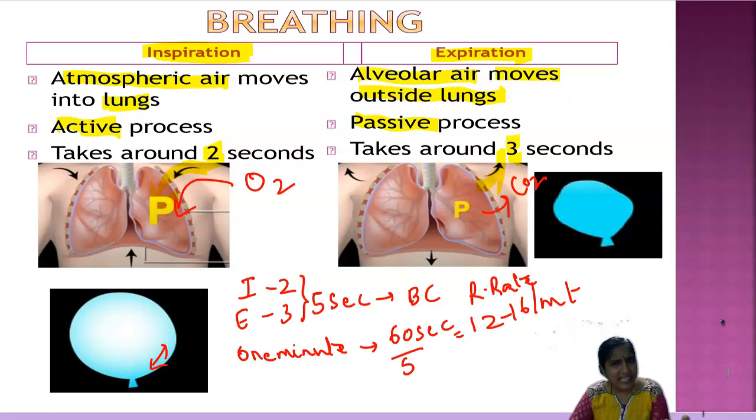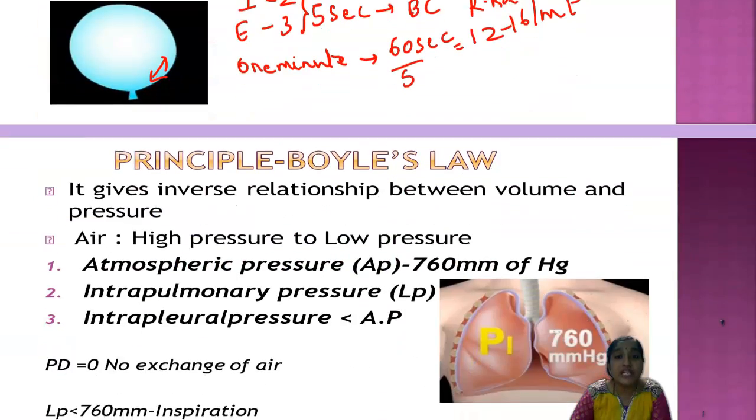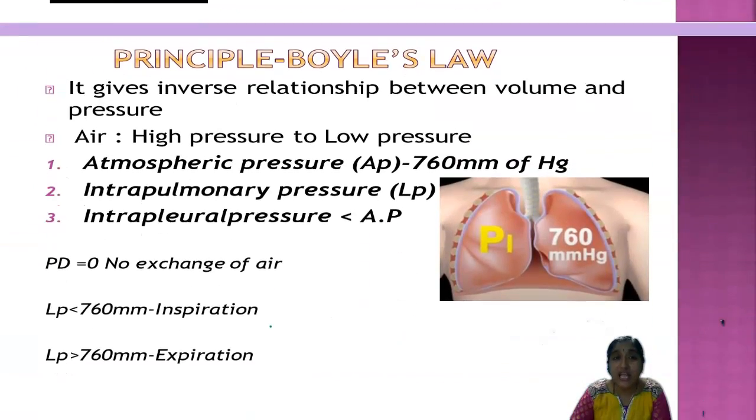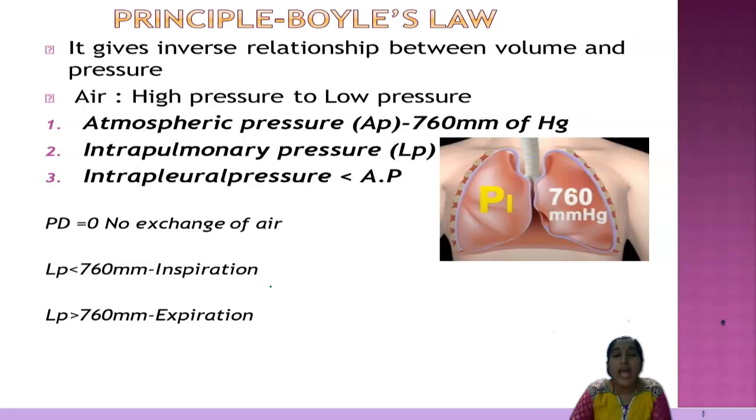Now, how does the air enter into the lungs and how does it go out? Some process should be involved in it, isn't it? That is the pressure gradient. There is some pressure difference in your lungs which makes it possible. That pressure difference which is created in your lungs makes it possible to expel the air outside and get the air inside. This is explained by the principle of Boyle's law.